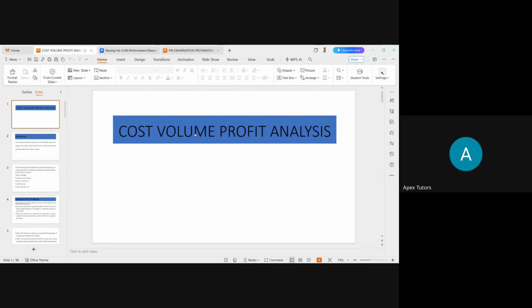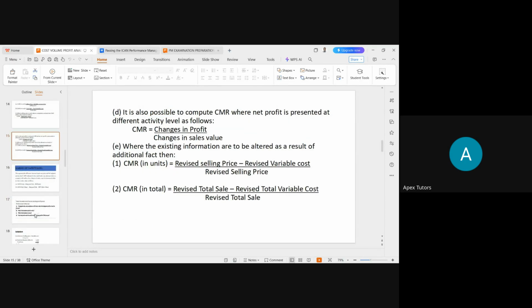From elementary economics, you understand that break-even point is a point where two lines intersect in demand and supply, the point where demand equals supply. So also in terms of cost analysis, break-even point is a point where there is neither profit nor loss. So at break-even level, profit or loss is equal to zero.